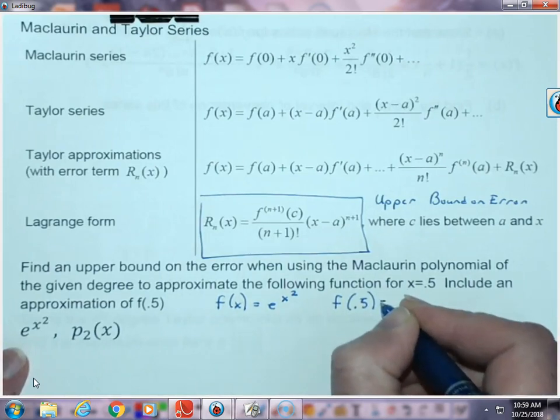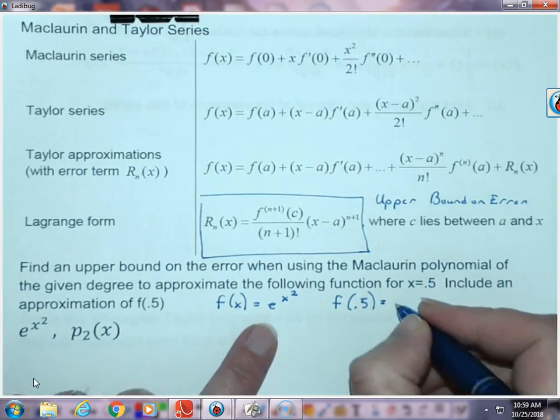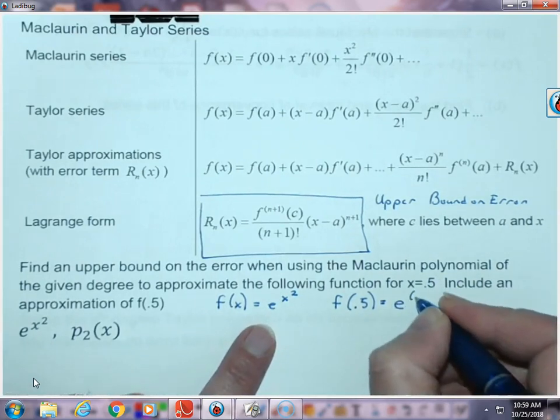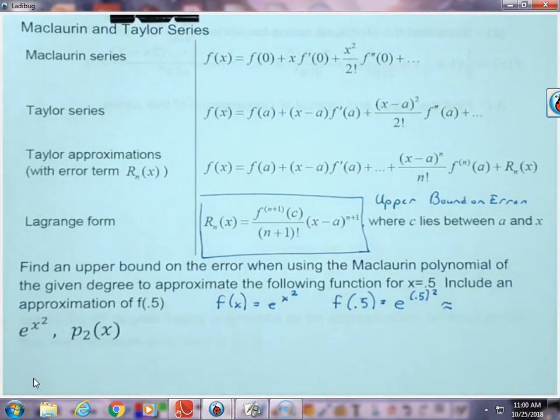Okay, so we're just going to see what it actually is to kind of give us a feel for how we're doing. So that would just be doing e to the 0.5 squared. And I'm actually just going to let y'all put that in on the calculator. Tell me what you get.